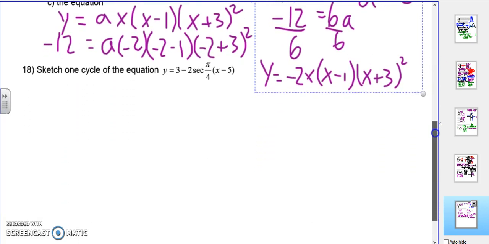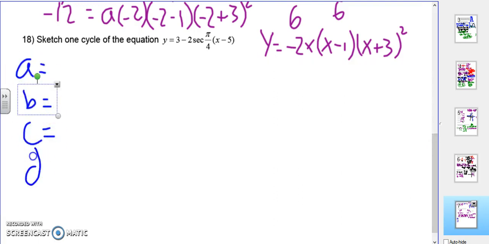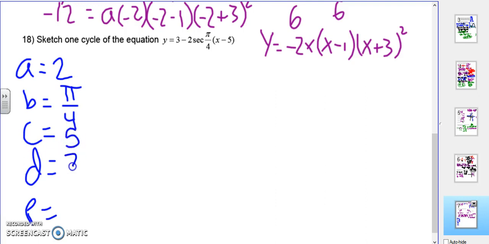Okay, looking at our last question, number 18, I'm going to sketch a cycle. So we want to write down all our information first. Okay, so a is the number in front of secant, which is a 2. B is the number in front of the x in parentheses. So this is pi over 4. C is positive 5. D is positive 3, period. 2 pi divided by pi over 4 is 8. And you can use your calculator on that.